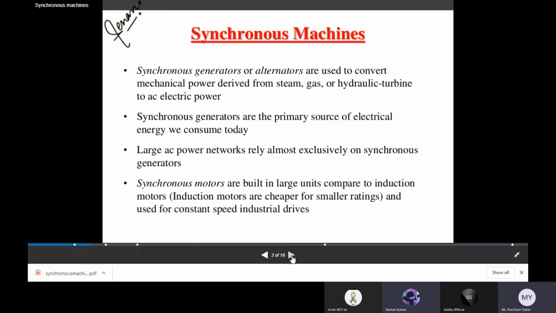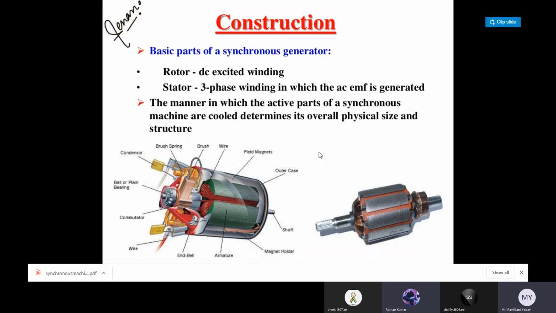After that I will discuss the basic construction of the synchronous machine. Basic parts of the synchronous generator. The rotor is a DC excited winding. That means we are talking about the rotor having field winding. ठीक है ना? Stator having three-phase winding in which the AC EMF is generated.